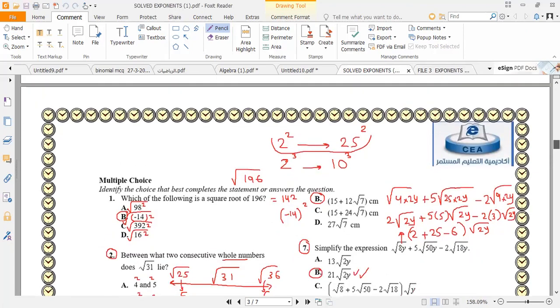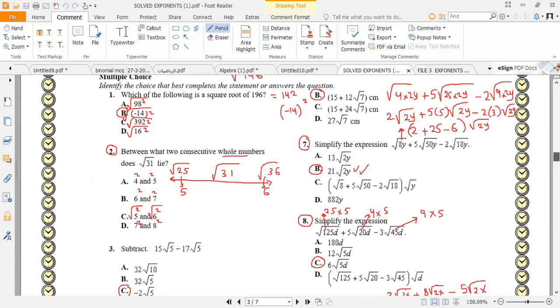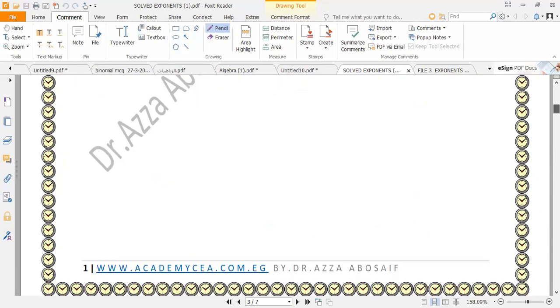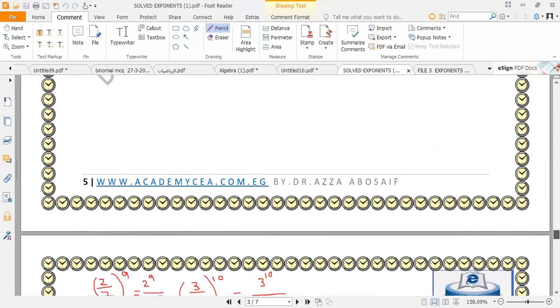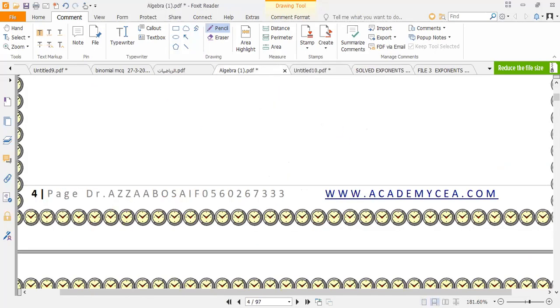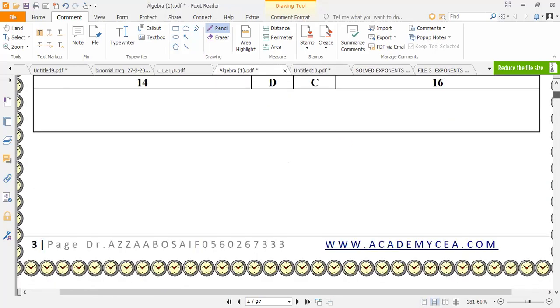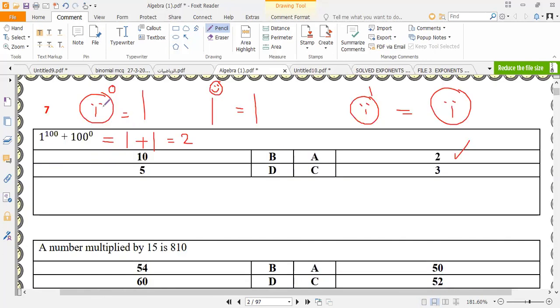No, please concentrate. I said to your friend that any number to the power of 0, it's not 0. This one here, any number to the power of 0 is 1. Okay?